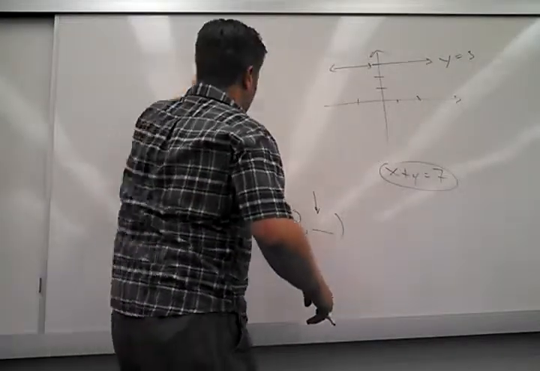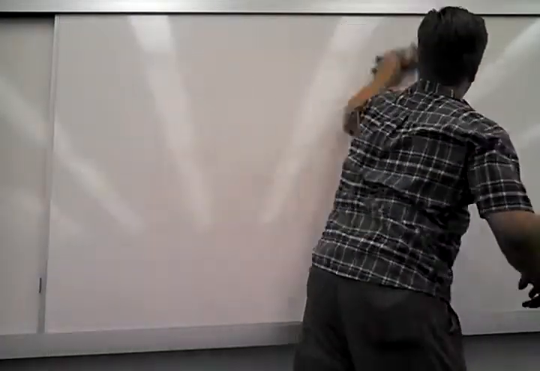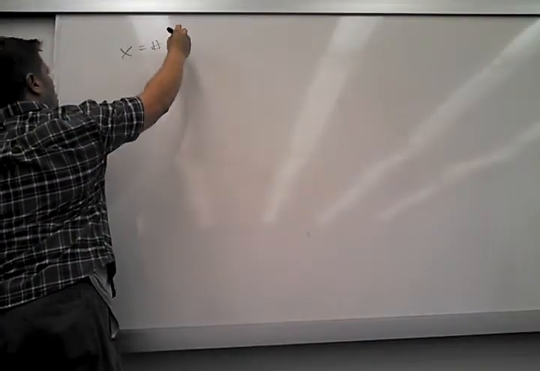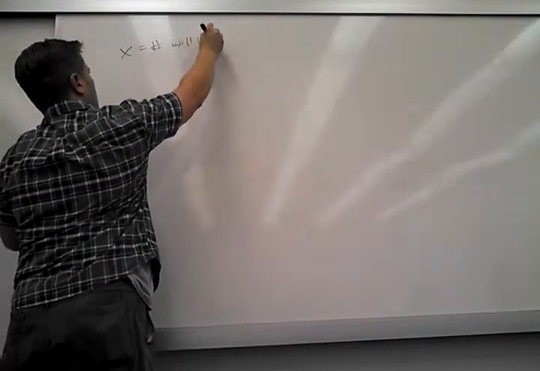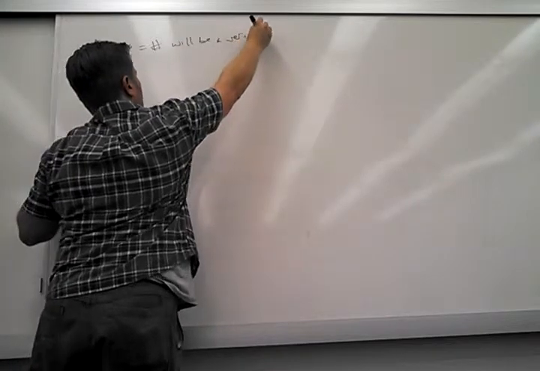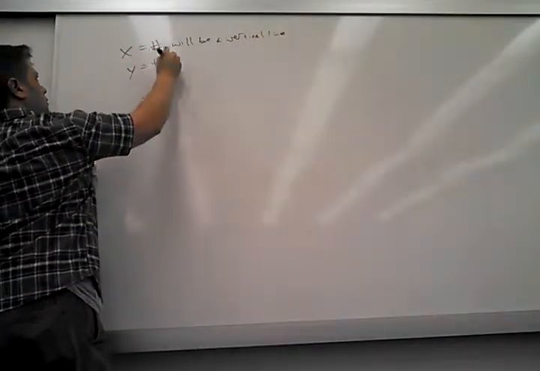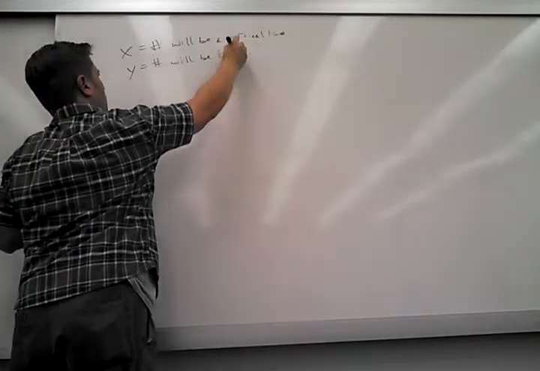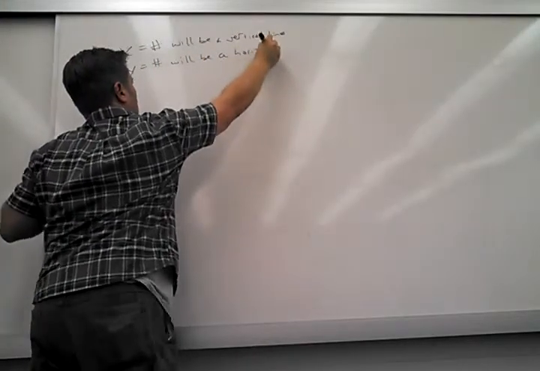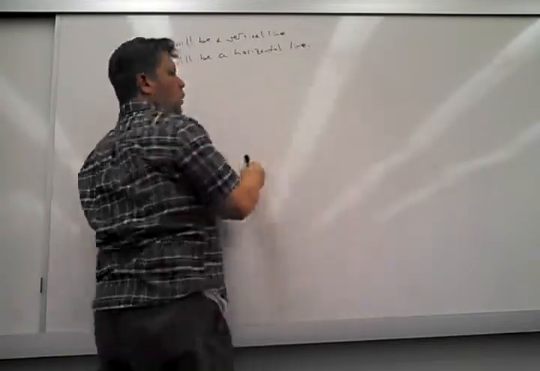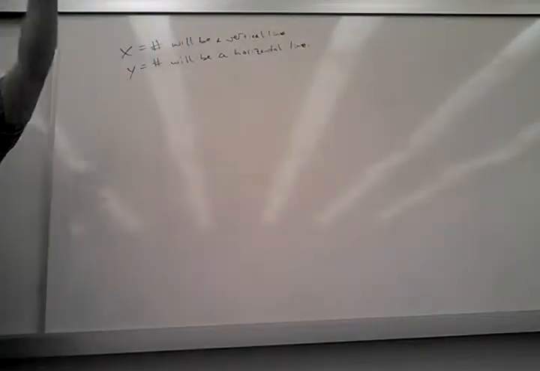So that's that. Those two special cases. X equals something will always be a vertical line, and Y equals something will always be a horizontal line. If you have both variables in your equation, it's going to be some kind of diagonal.